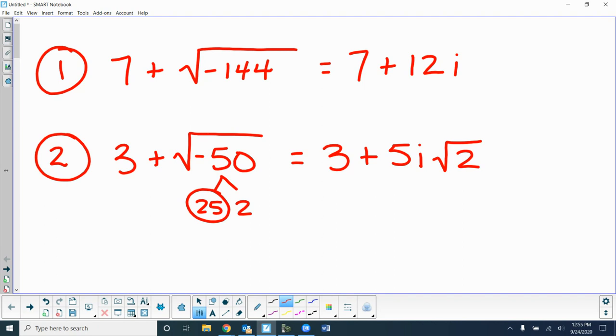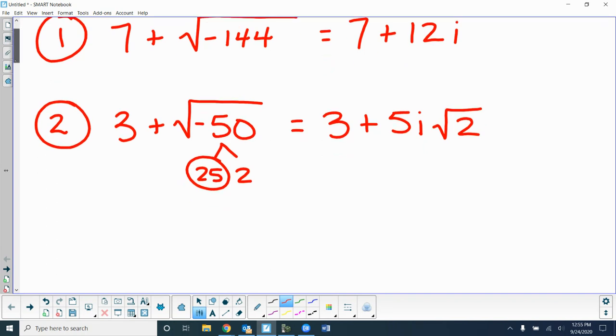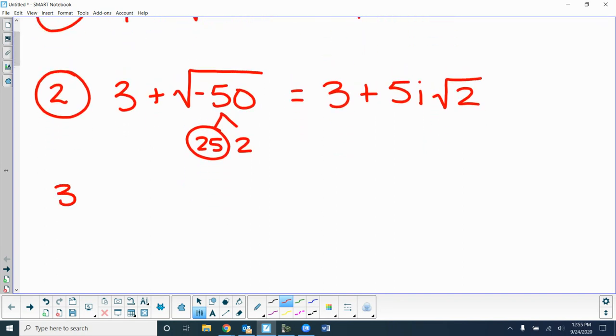Now remember, if there's more than one number left under the radical sign, I would multiply those. If there's another number out front, like 2 times this square root of negative 50, I'd have to take that 5 and multiply it by that 2. So if there's stuff out front, multiply, not plus. The 3 plus just stays 3 plus. But if there was a number in front of the radical, like 2 times it or 3 times it, whatever, sometimes we add those. We're not supposed to. We're supposed to multiply those.